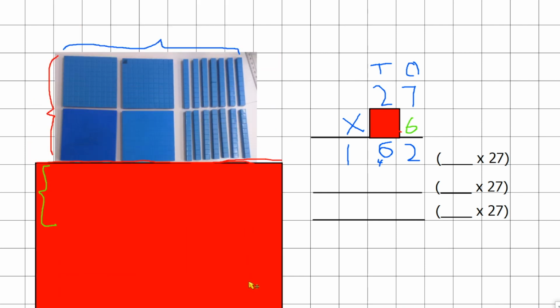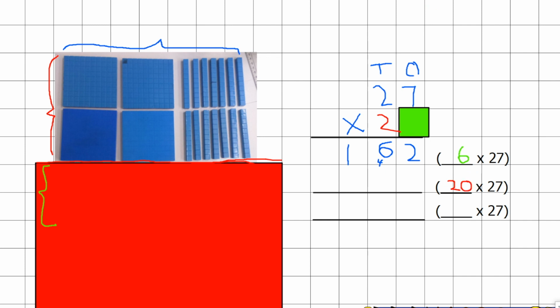Now we've got to work out what this is. Tell me what this is. That's right, 20 times 27. So let's forget about the 6. We've done it. In fact, I'm going to show that I've done it because I've done 6 lots of 27. And now we're about to do 20 lots of 27, so I might as well write that here.